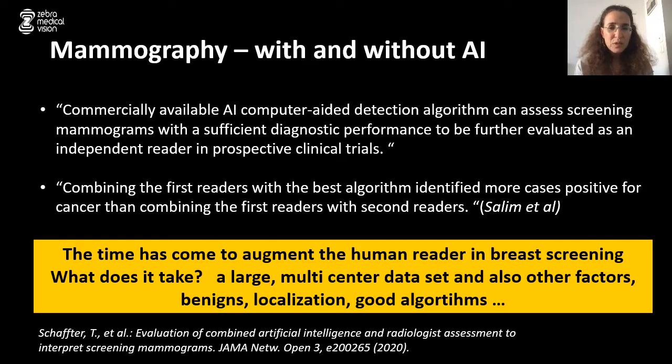They lead to the conclusion that for breast screening mammography, the time has actually come to augment a human reader with automatic approaches, automatic algorithms.